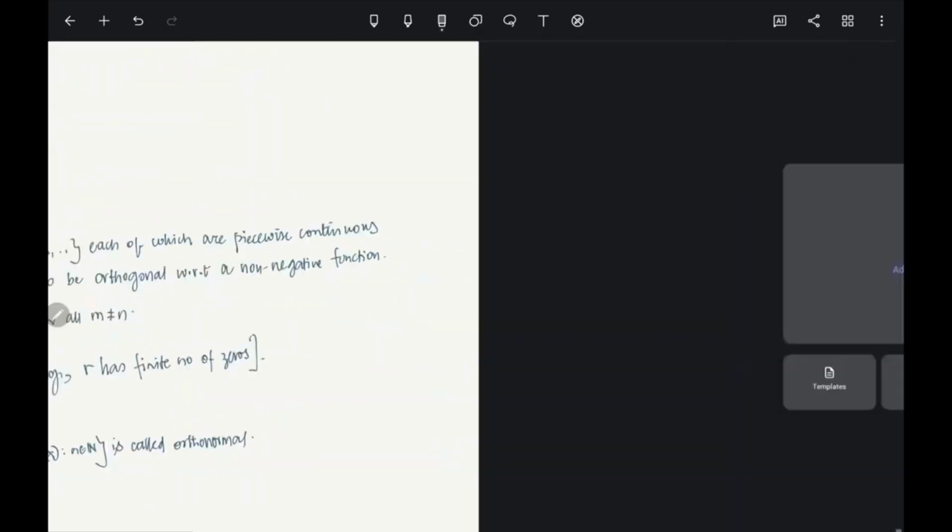Right. Now the question is, does there exist an orthonormal set? I mean, orthogonal. Does there exist one? Can you show there is one? So let's look at this: sine of nx, n in N. N in N or n in Z, it's not a big issue, but n in N for now.